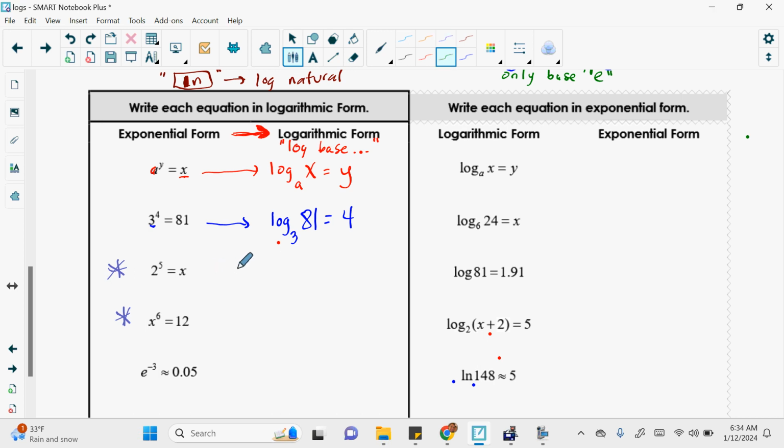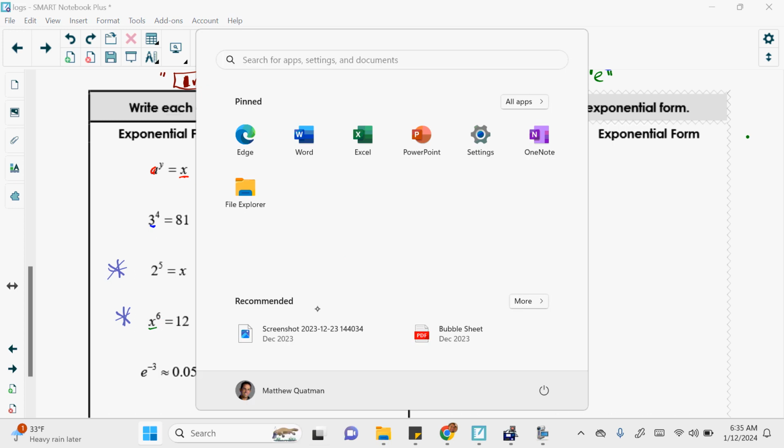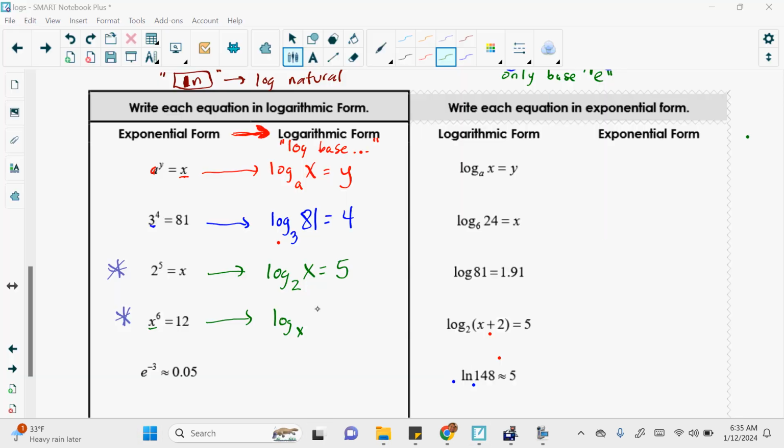All right. Log base x of 12 equals 6. So again, whenever you set this up, what the log equals is always the exponent. It's always going to be that. So just make sure. And again, it comes from practice.